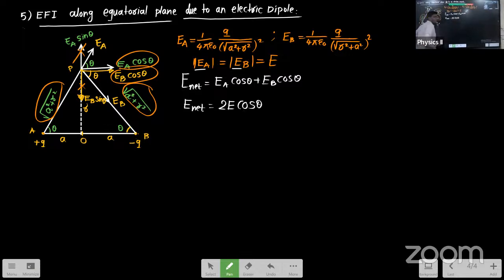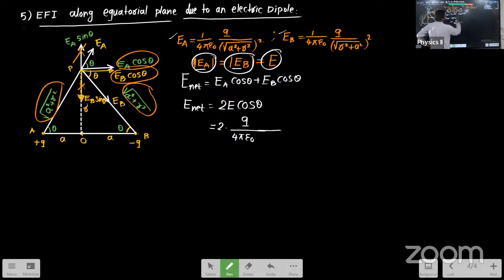We are at the end of this answer. Only 3 steps are left. After that, this answer is finished. Everyone see here. So this is equal to 2 into, what is the formula for electric field? Either you can take EA or you can take EB, your wish, because EA is equal to EB. Both of them are equal to E. So I'm writing Q divided by 4 pi epsilon naught, under root A square plus R square whole square, into, what is next? Cos theta.